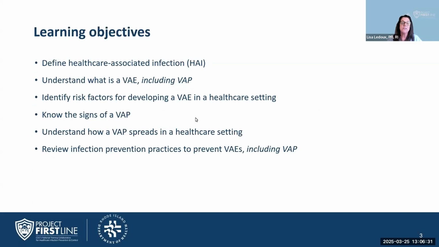At the end of the refresher session, you will understand what an HAI is, learn the difference between VAP and VAE, define VAP and identify risk factors for developing a VAP in healthcare setting, know the signs and symptoms of VAP, and understand how VAP spreads in a healthcare setting, and then also review infection prevention practices to prevent VAP.